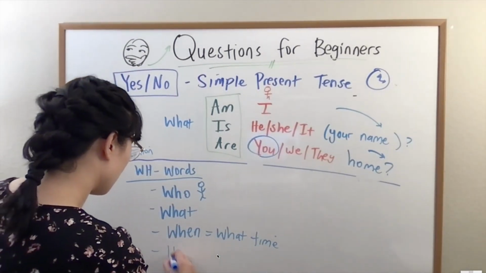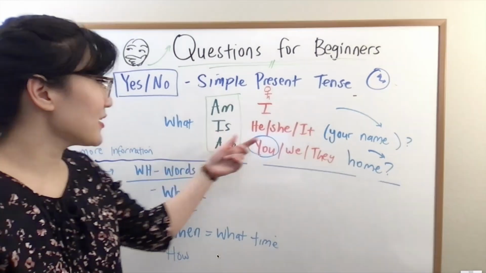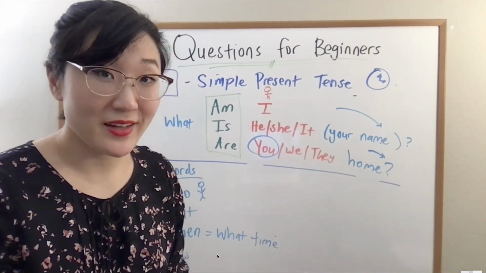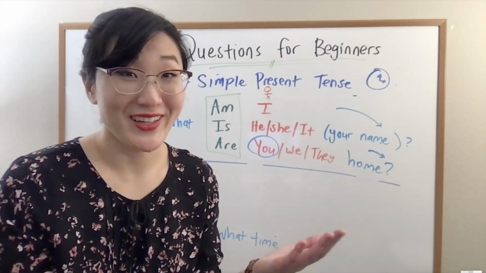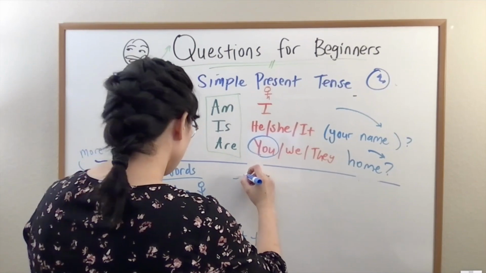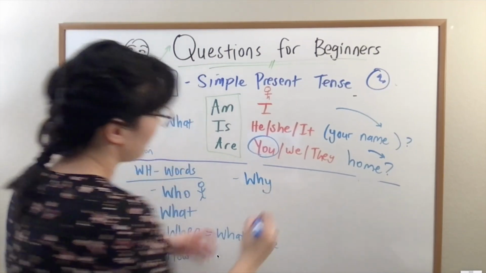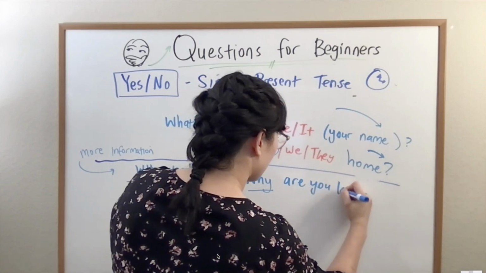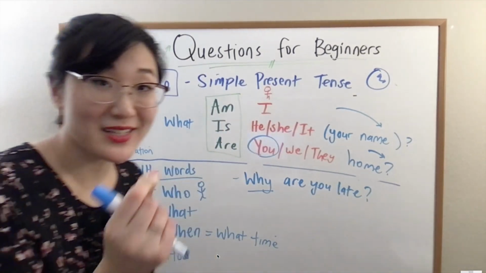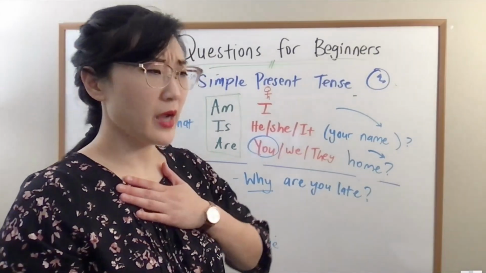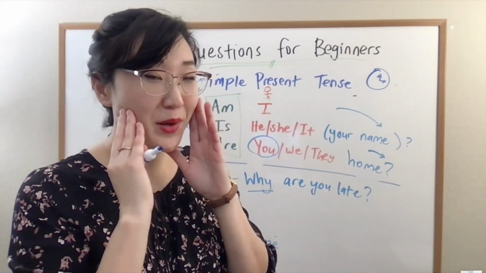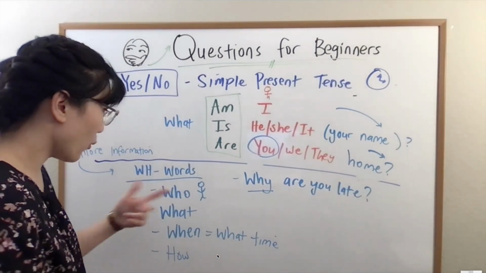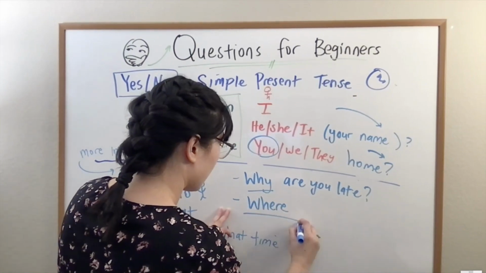Now, how? How is your son? Is he good? Is he okay? Is he sick? How is your son? How is your daughter? How is your dog? Now, what about this one? Why? Why is the reason? For example, why are you late? You come to work late because of traffic. Your boss asks you, Caroline, why are you late? I say, oh, boss, I'm sorry. There was traffic. A lot of cars. Okay? So who, what, where? Where are you?